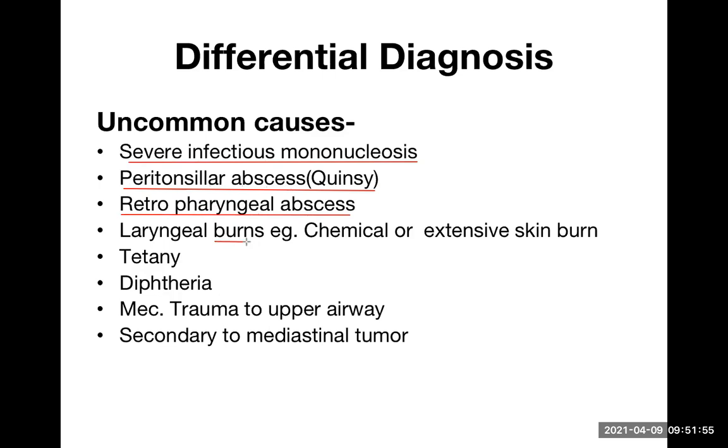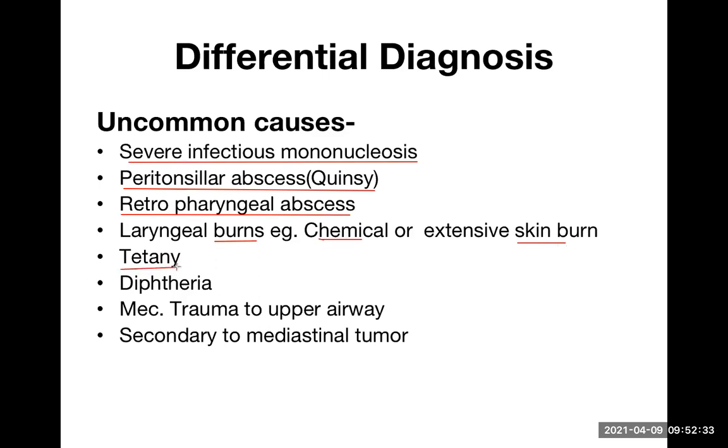Laryngeal burns may be caused by chemical or extensive skin burn. Chemical agents like alkali or acid, or extensive burns themselves. Remember, when somebody is trapped inside a fire, all around there is fire, hot flames, hot fumes, everything is there, and the person is inhaling that hot air, and that hot air is causing laryngeal burn. This is one of the very common mechanisms.